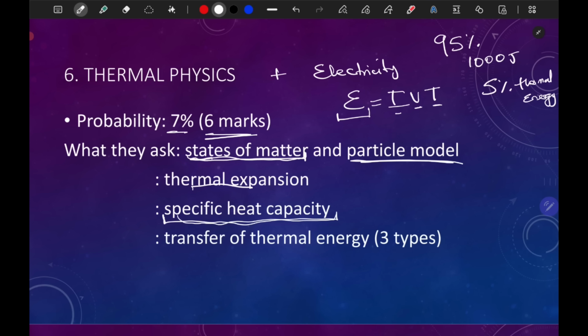And the next one is transfer of thermal energy. The three types: conduction, convection, and radiation. And when it comes to convection, make sure you understand how the convection current works.